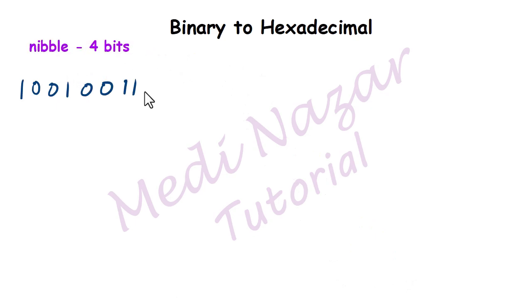We must start from the right. So from here to here, we have the first nibble or first group. Then from here to here, we have the second group. So we have two nibbles or two groups. We will deal with these two groups separately.